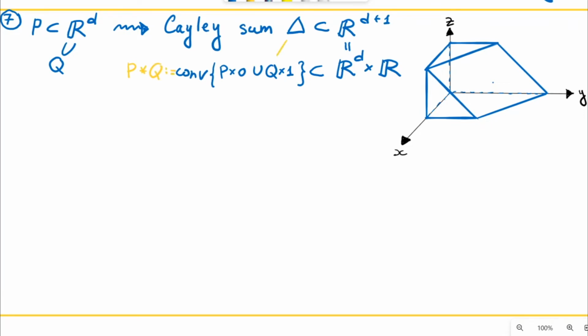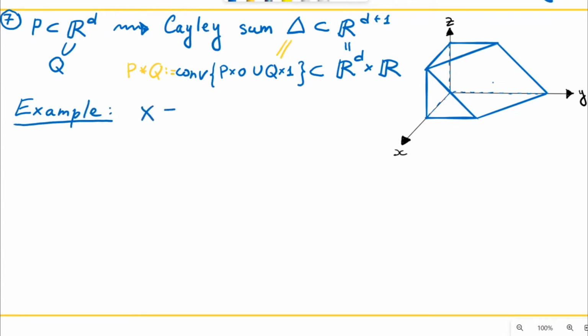So let me recall the definition of the Cayley sum. We add an extra dimension to R^d, and we put P on the 0 level and Q on the first level, and take the convex hull.